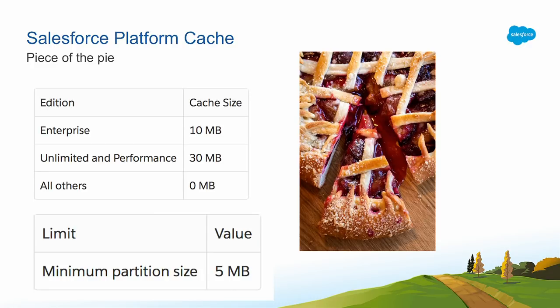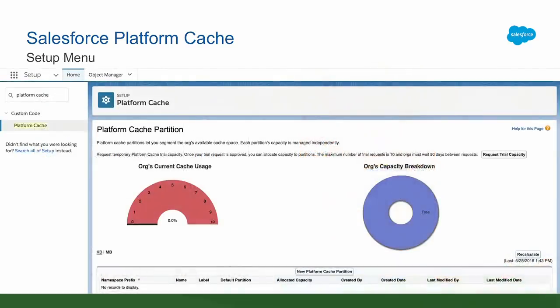One other thing to note is, because Salesforce is managing this on the back end, it's going to be kind of painful for them if you're creating an infinite number of partitions for this cache. So they have a set limit of a minimum size of 5 megabytes for each partition you create. And we'll talk about what partitions look like and mean in a minute here. All right, so that's how much of the pie we're getting.